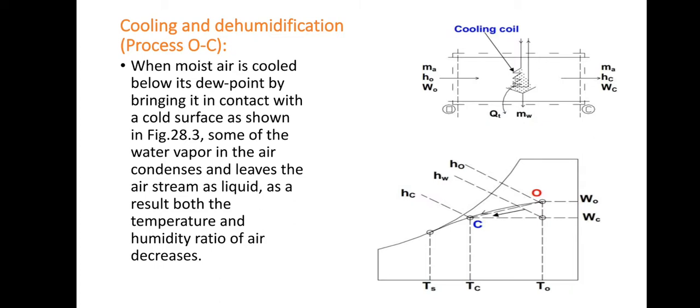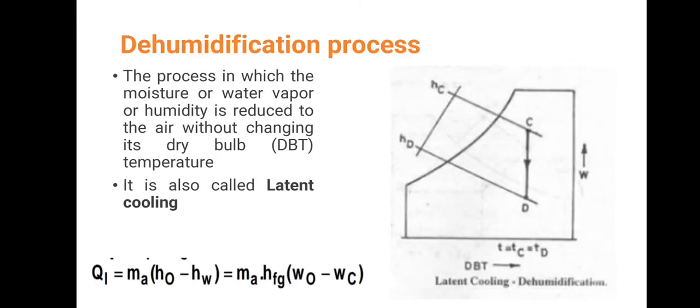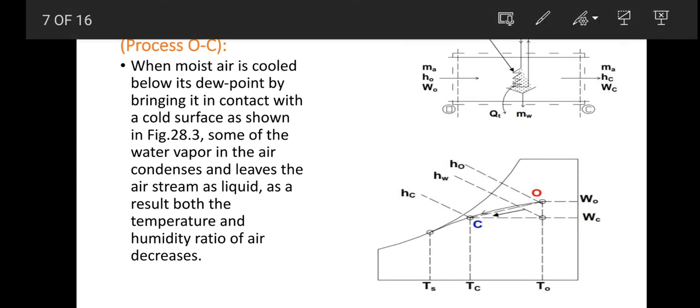What is taking place is that we have considered moist air, which is taken over the cooling coil, and we keep the cooling coil temperature at the dew point temperature. Whatever air is in contact with the cooling coil, its water content will be condensed, collected, and drawn off from the downside. Then the air with reduced moisture content is released from the cooling coil.